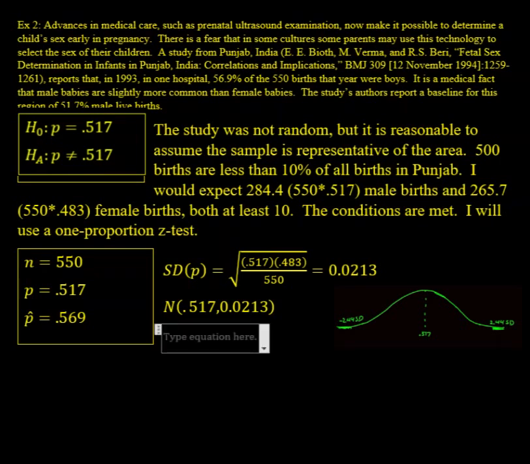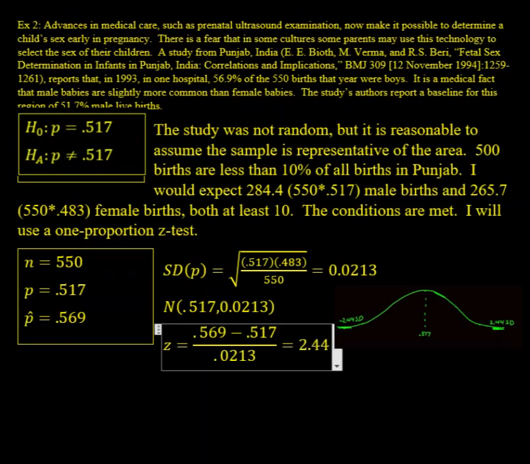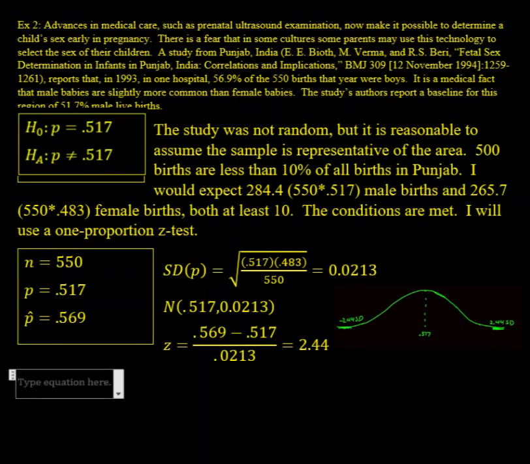So z equals 0.569, this is the sample proportion, minus 0.517, our population proportion, over 0.0213, the standard deviation. This gives us a z-score of 2.44. So we're doing a two-tailed test. So our p-value will equal 2 times the probability that our z-score is greater than 2.44, which equals 2 times 1 minus 0.9927, because when the z is greater than, we've got to subtract it from 1.